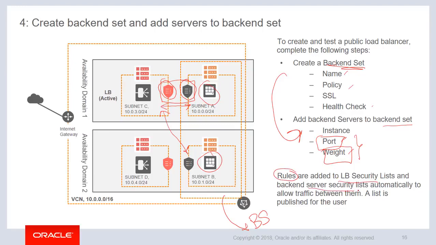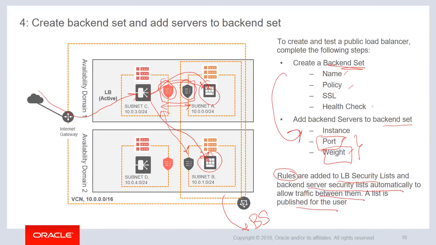If we don't add these rules, the traffic is not allowed between the load balancer and the backend server, because the way the load balancer is going to work is the requests are coming from the web, it goes to the load balancer, and the load balancer takes the traffic to this server and it takes the traffic to this particular server, right?